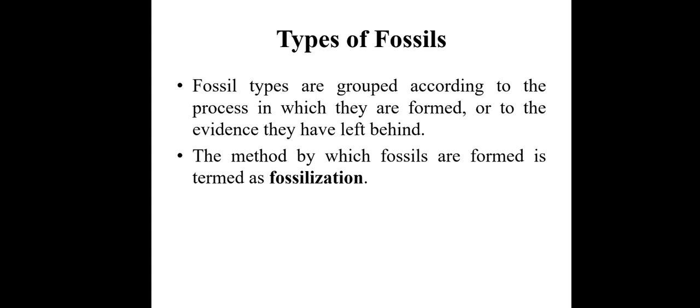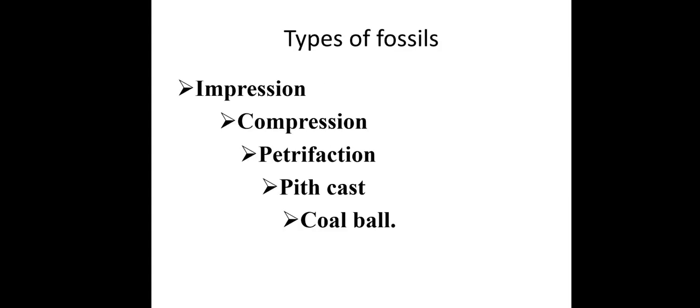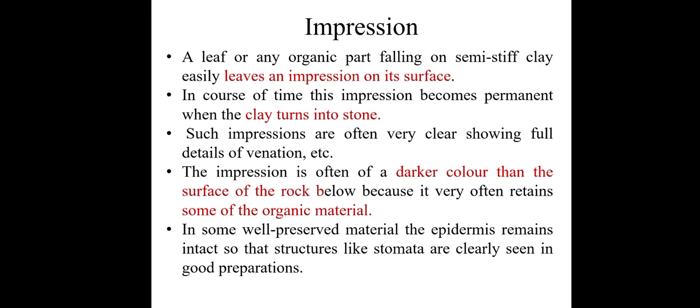Fossil types are grouped according to the process in which they are formed or the evidence they have left behind. As we know, the method by which fossils are formed is termed fossilization. Let's have a detailed study of 5 types of fossils: impression, compression, petrification, pith cast, and coal balls. We go for impression.